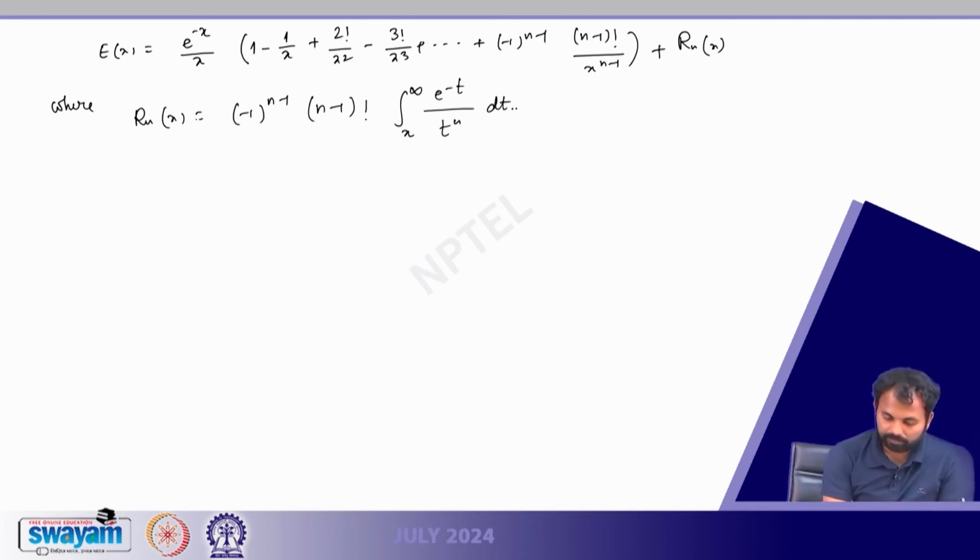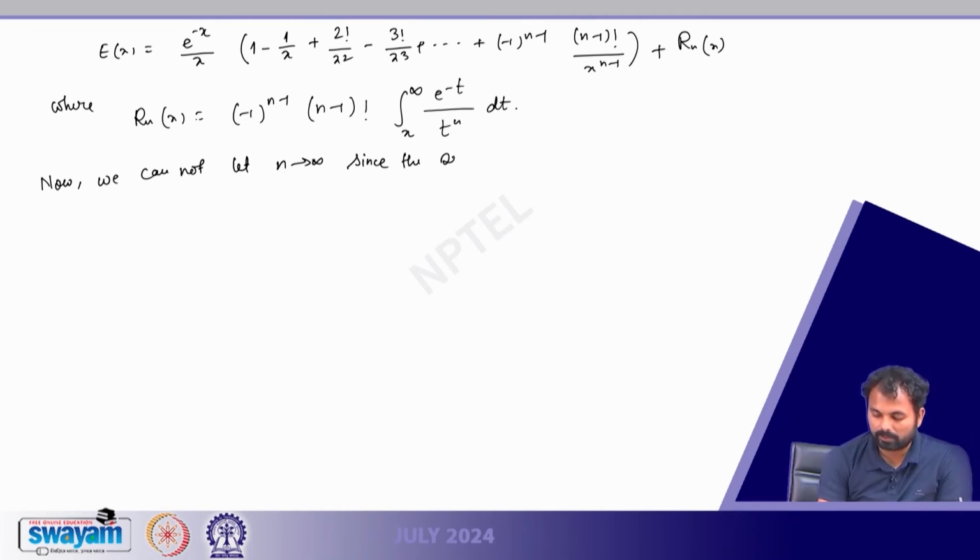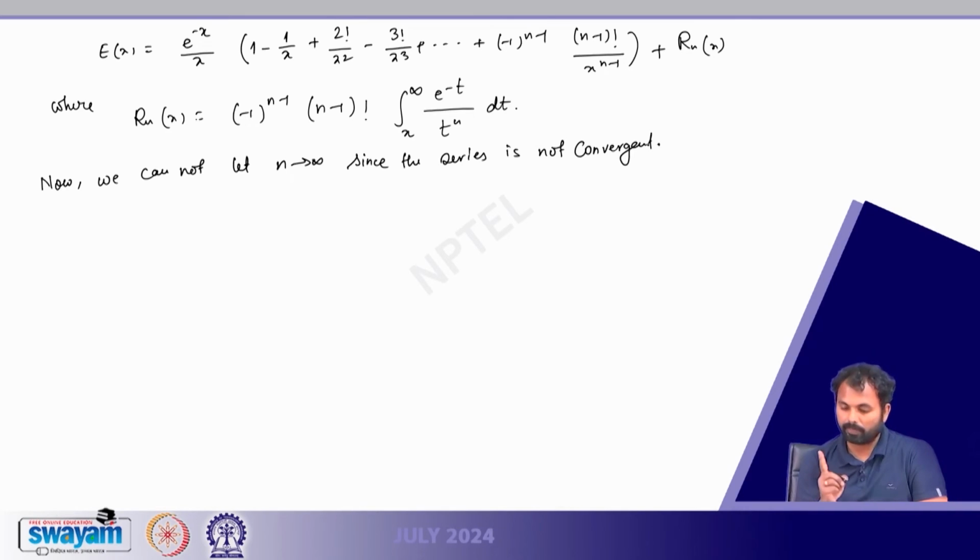So, now we cannot let n tend to infinity, since the series is not convergent, right. This can be proved, that it is not convergent, but it is still a useful expression, right.